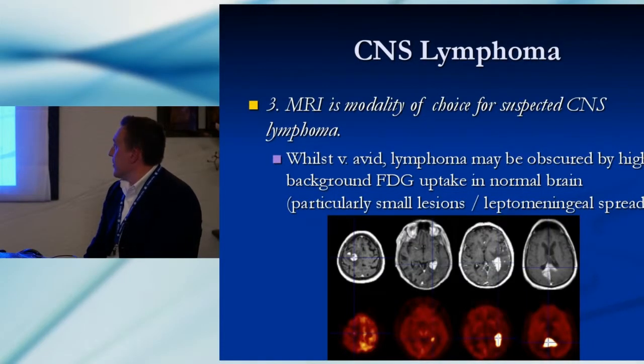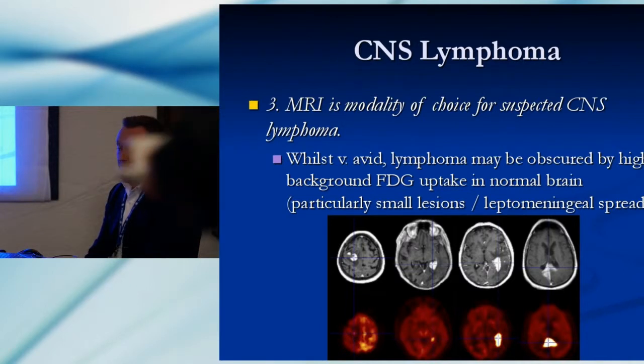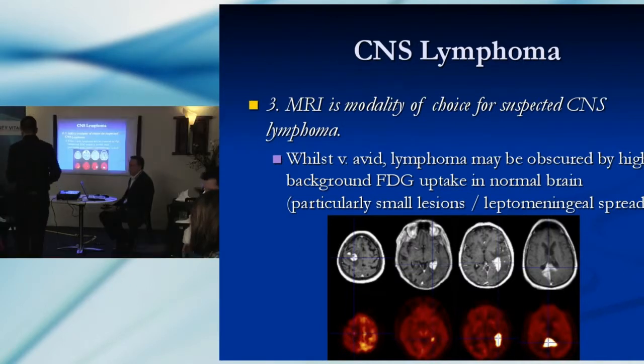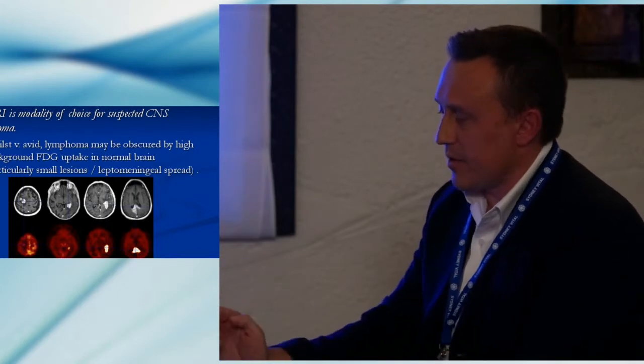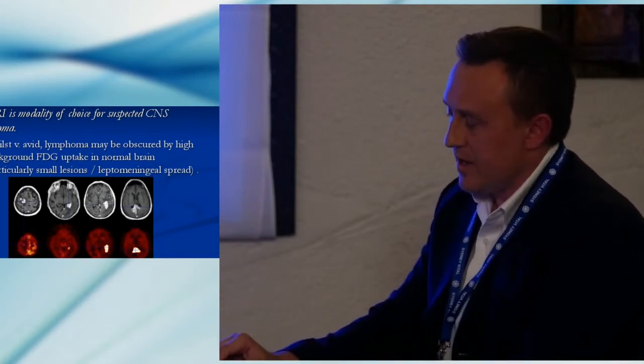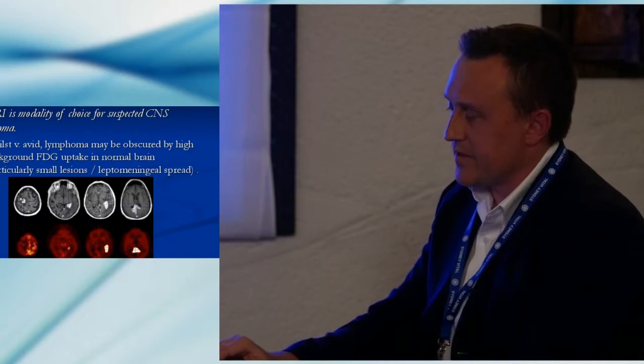Looking at CNS lymphoma, MRI is the recommended modality. Whilst on PET we know that CNS lymphoma is very avid, the problem with PET is within the brain there's very high background activity, and small lesions and leptomeningeal spread of lymphoma can be missed, so MRI with contrast enhancement is the gold standard for CNS lymphoma staging.